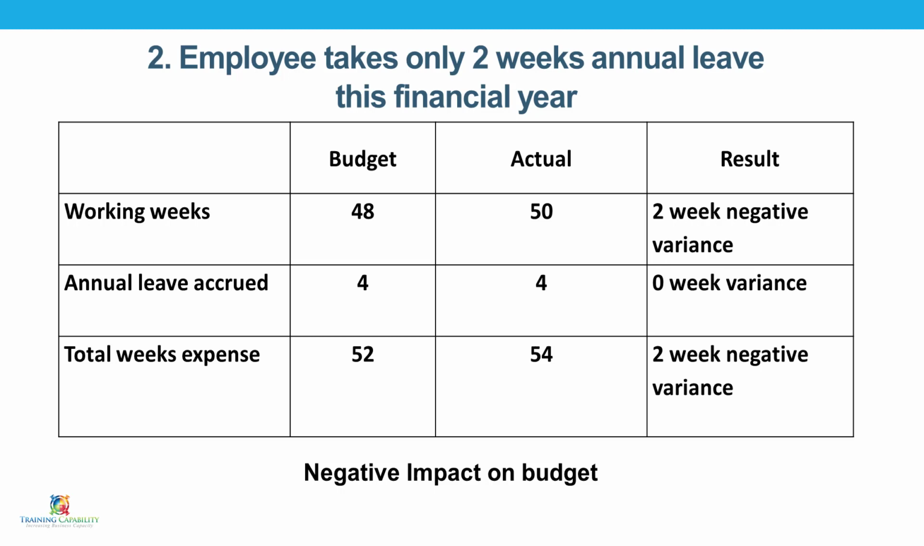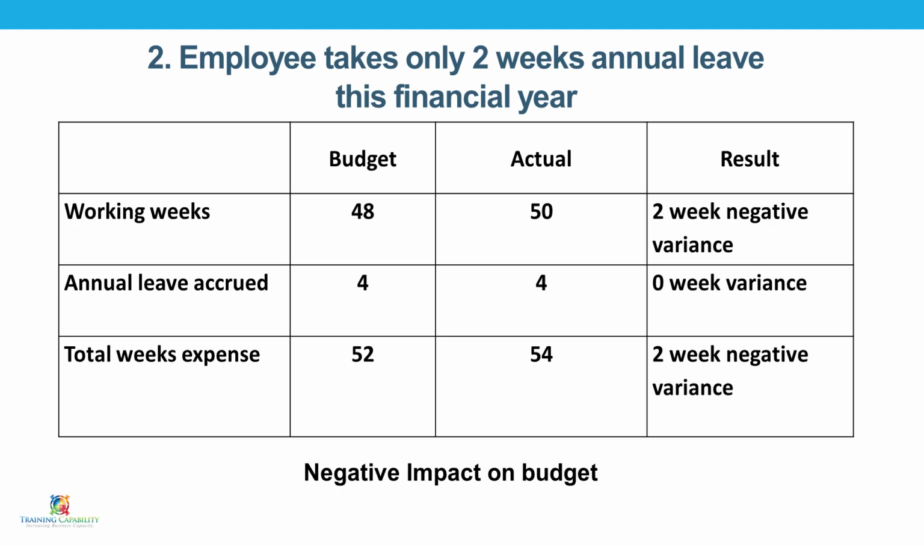This scenario is also formulated with a budget allowing for the employee to be at work for 48 weeks. However, as they've worked 50 weeks, you paid an extra 2 weeks salary for the staff member, which will lead to a budget overrun of 2 weeks. The budget allowed for 4 weeks annual leave accrual, which is also reflected in your actual results. The net effect of this is that you have budgeted for a combination of 52 weeks, which is 48 weeks of salary, and 4 weeks of annual leave.